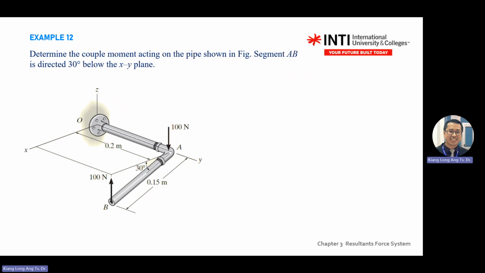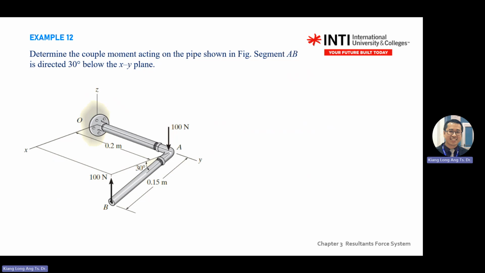Right? What is the distance between the two couple forces? If you use 0.15, it's wrong. The distance must be perpendicular to the forces. It's this line. This is the distance between the two forces. So you have to multiply 1.15 by 13.